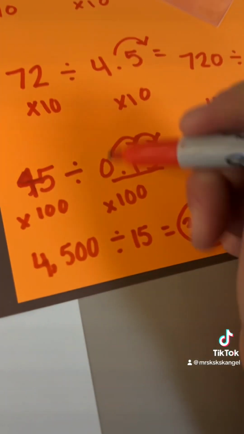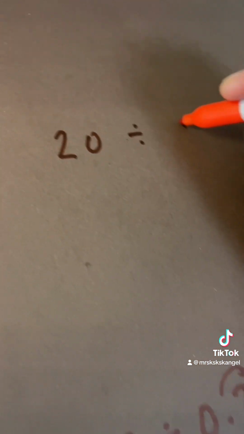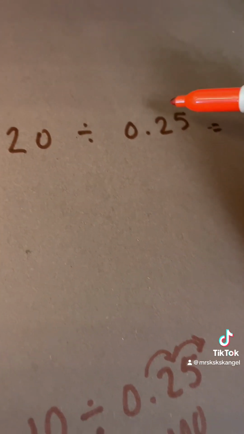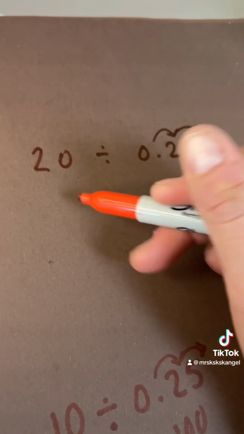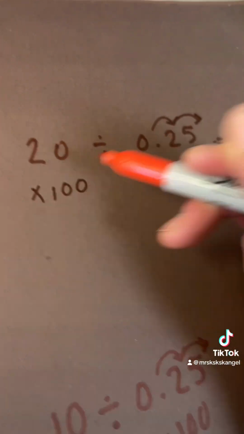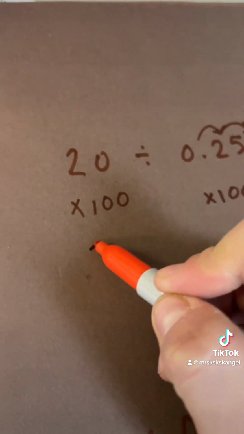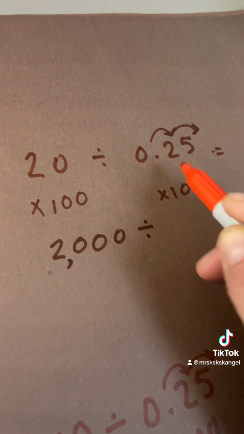All right, let's do one more. All right, last one. We're going to do 20 divided by 25 hundredths. Well, I know that I need my decimal moved over 2 times to create a whole number, which means I'm going to multiply each side by 100. When we do 20 times 100, we get 2,000. And we're going to divide that by 25.